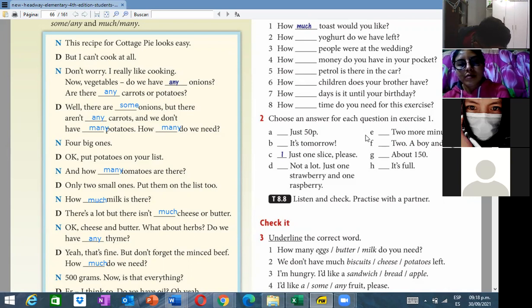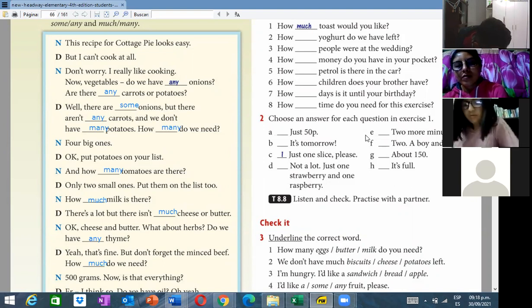How much milk is there? There's a lot, but there isn't much cheese or butter. Okay, cheese and butter. What about herbs? Do we have any thyme? Yeah, that's fine, but don't forget the minced beef. How much do we need? 500 grams. Now, is that everything?